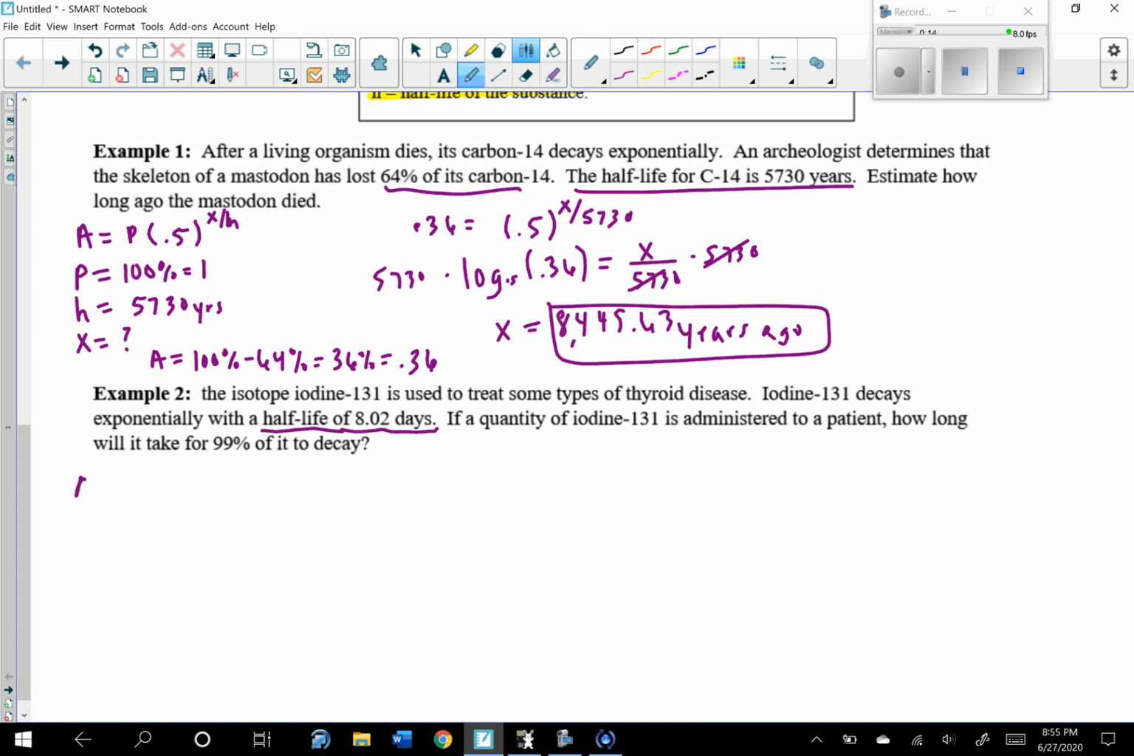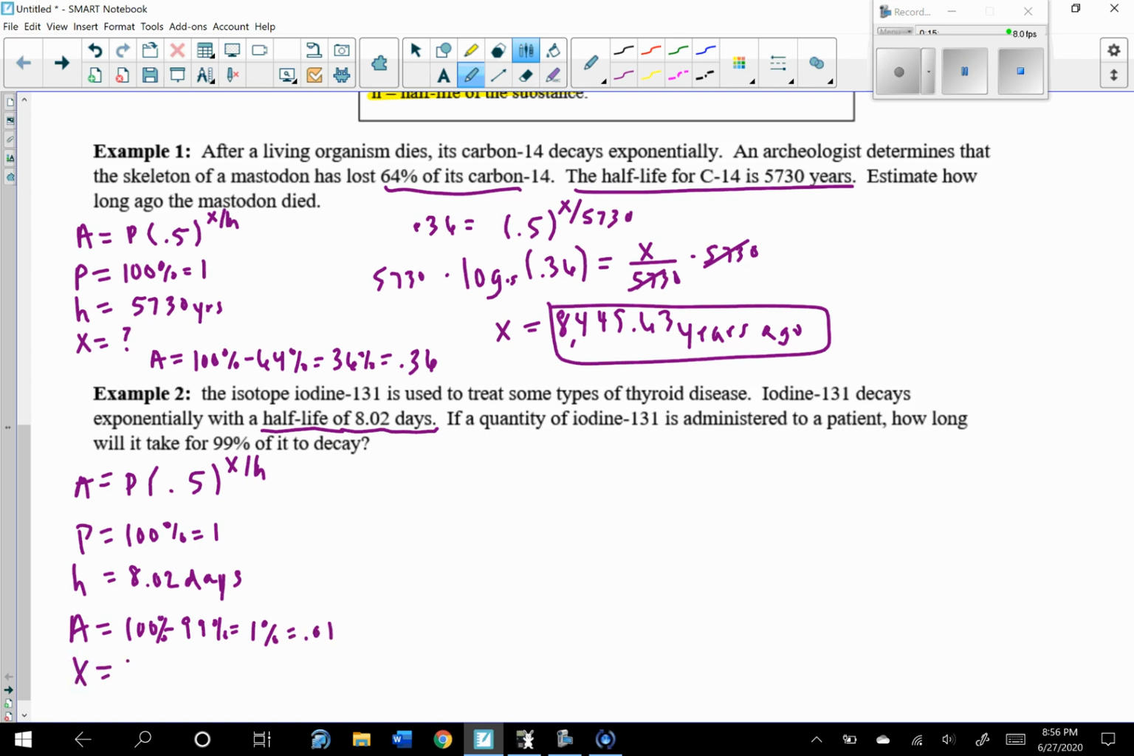So again, A equals P times 0.5 to the x over h. And so in this case, P, we start off with 100% again, so P is 1. Our half-life, it said, was 8.02 days. And the amount, we want 99% to decay, so 100% minus 99% is equal to 1%, or 0.01. And x is what we're trying to solve for.